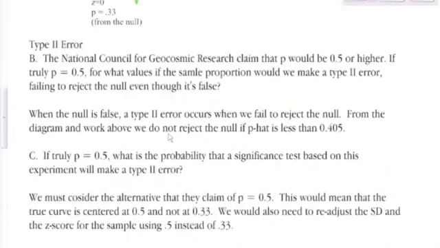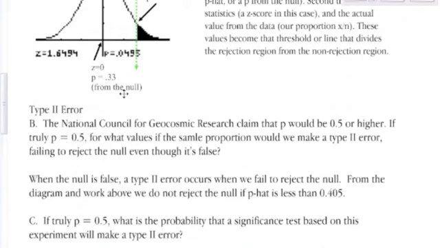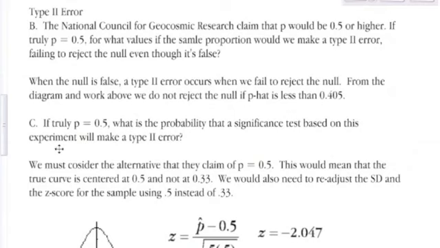Okay, and to do that, we have to find a few things. Before we go there, when the null is false, a type 2 error will occur when I fail to reject it. So in order for me to find a type 2 error, the null has to be false. And then I say, oh, I believe this incorrect null, that's a type 2 error. From the diagram, if I get a p hat or a z-score inside this region, then I would fail to reject the null. Now, in order to find the probability of a type 2 error, I need to recalculate a few of my statistics.